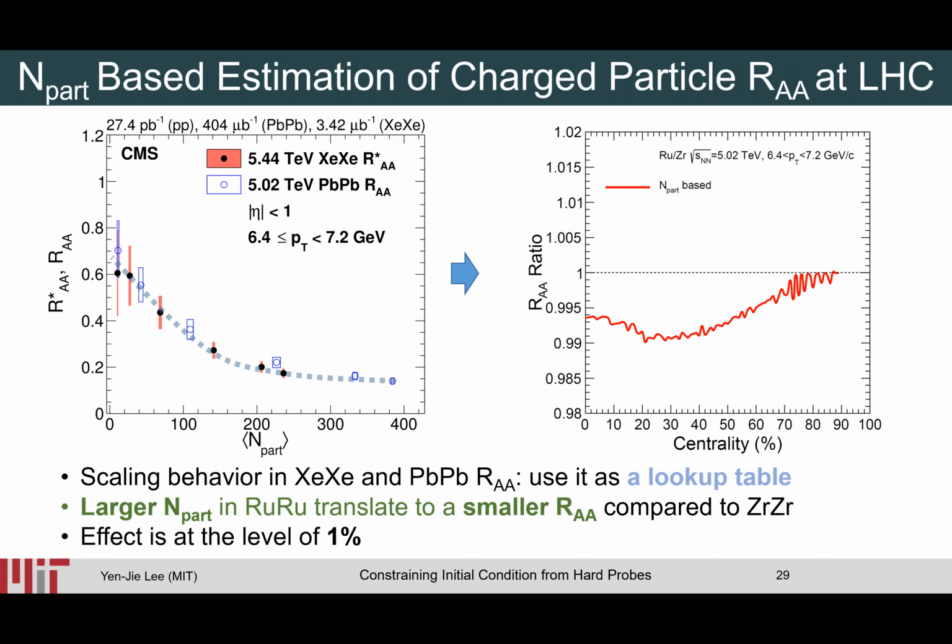So what we have been doing is we use an N_part-based estimator using this scaling behavior and use this curve as a lookup table for the suppression factor. Then we take into account the slightly larger N_part in ruthenium collisions compared to zirconium collisions, and this will lead to a smaller RAA compared to the other system. So this effect is surprisingly small. Actually, at the end of the day, it's something like 1% level.